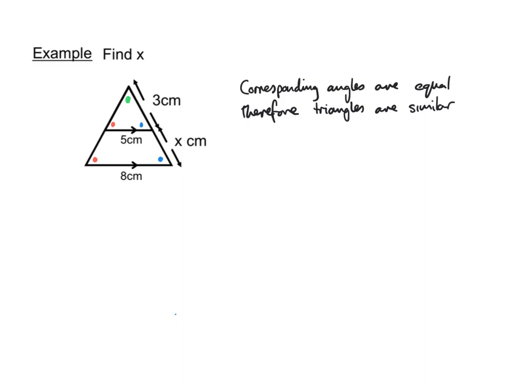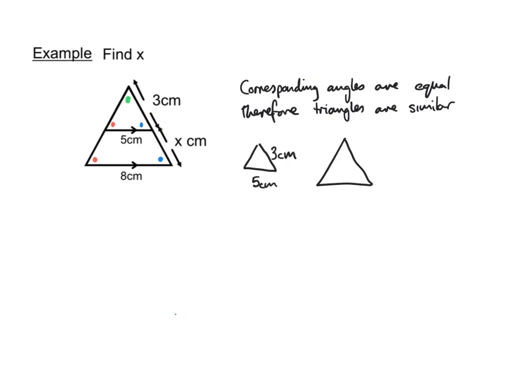What I then want to do is to draw out these triangles separately. So we'll start with the small triangle and the larger triangle. Now, if we've got here on the small triangle, we should note that's 5 and 3 centimetres.